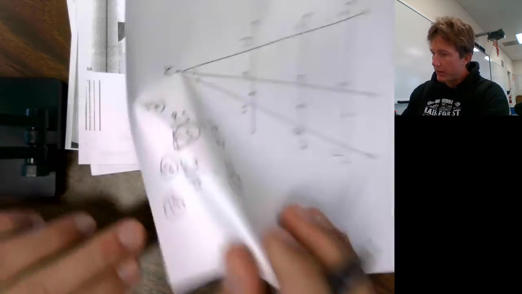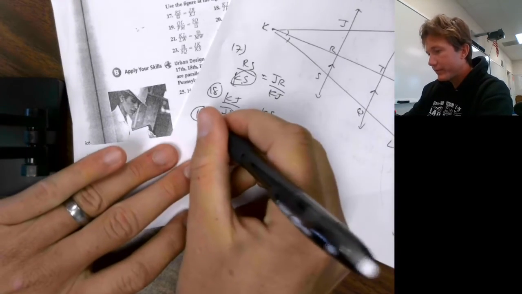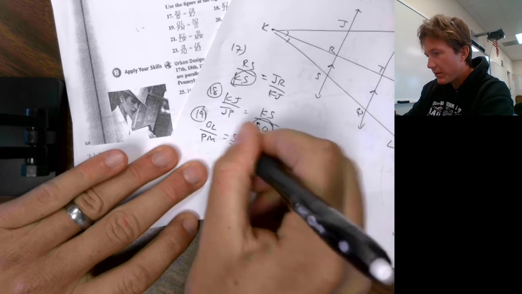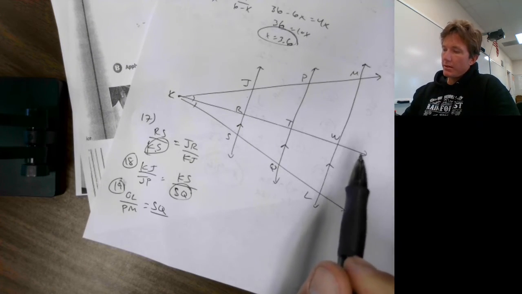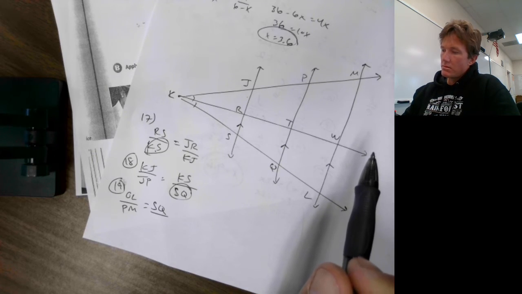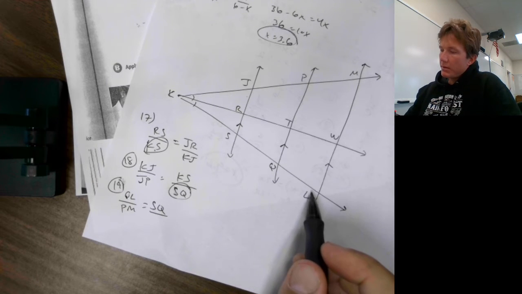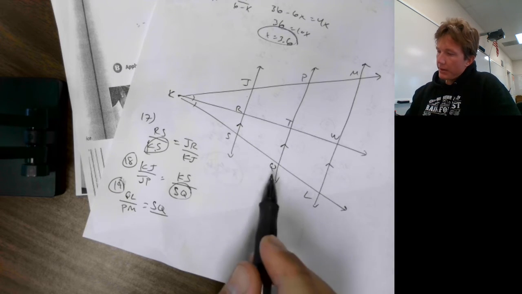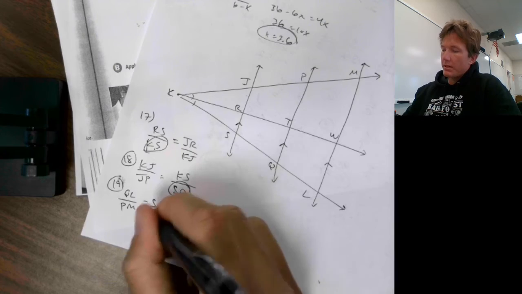Number 19, OL over PM is equal to SQ over blank. So OL is... Isn't it OL or QL? It's QL. Hello. QL is here. PM is up here. SQ is down here. So we're thinking opposite the median, so then JP would be our answer.